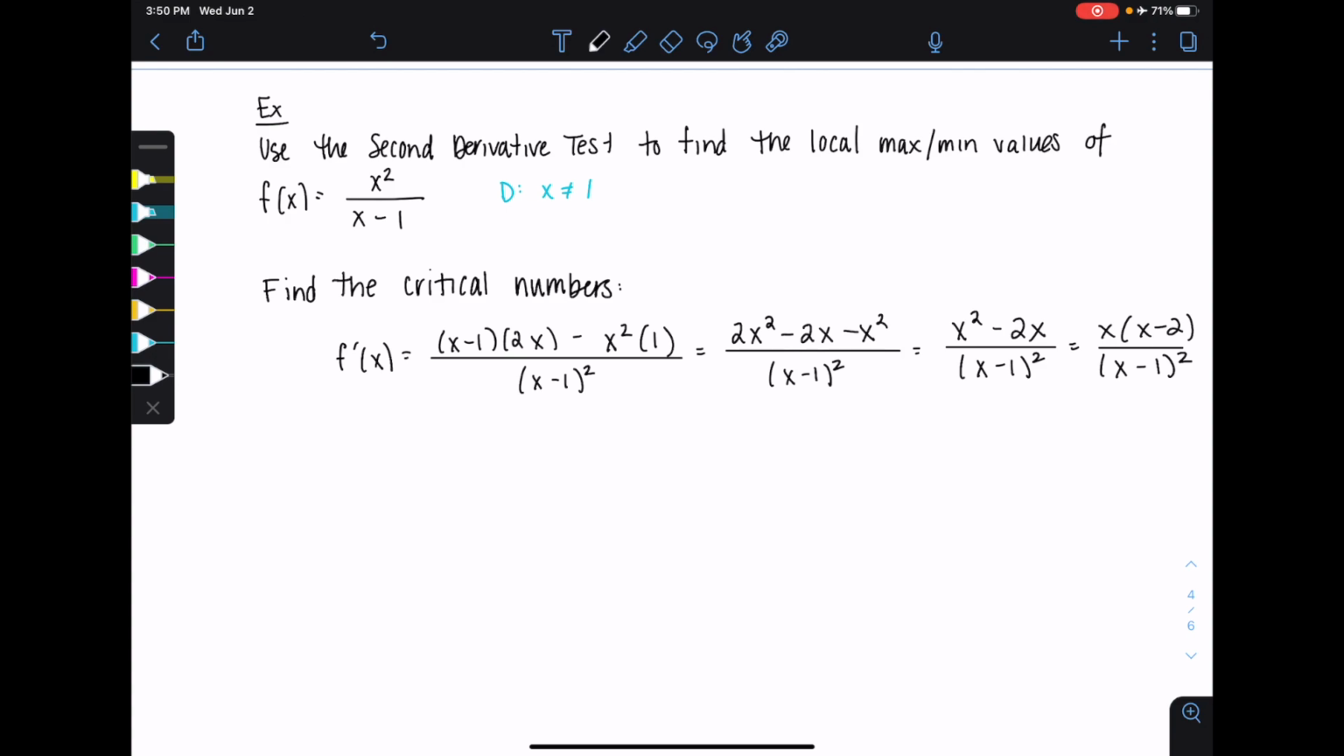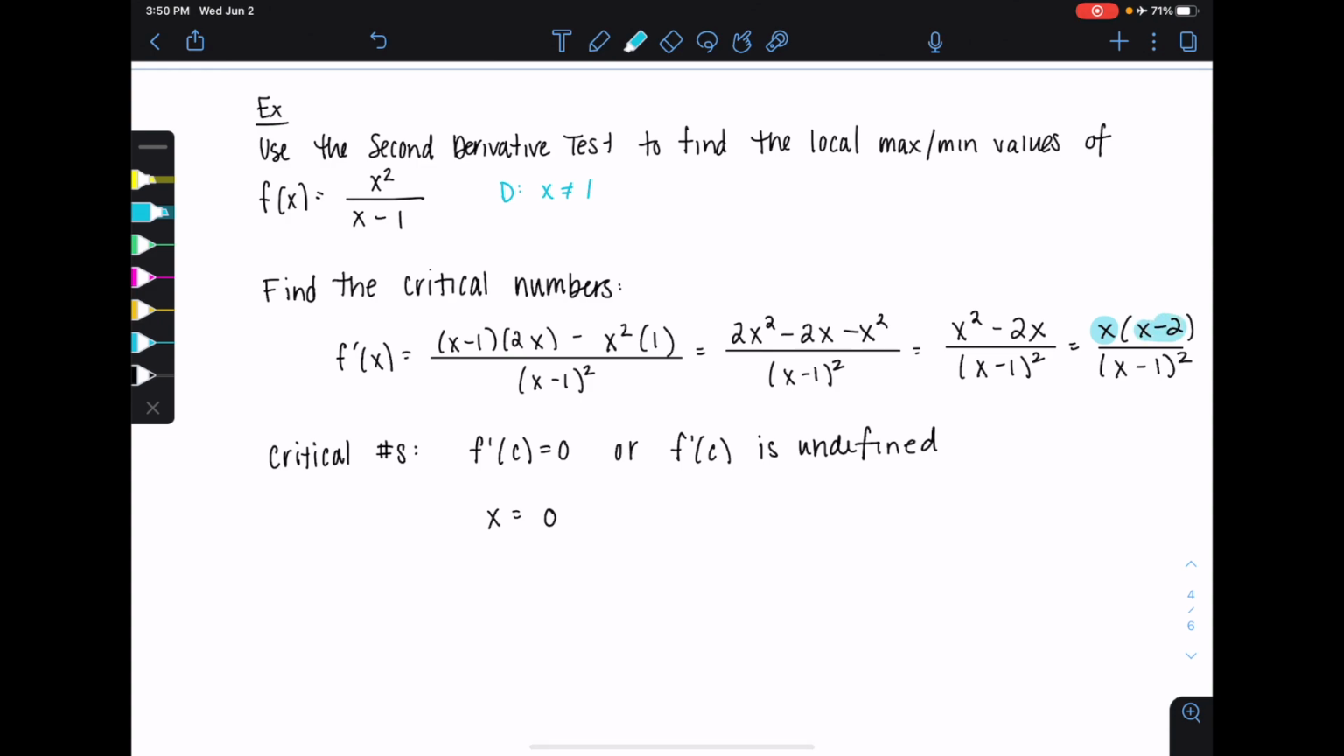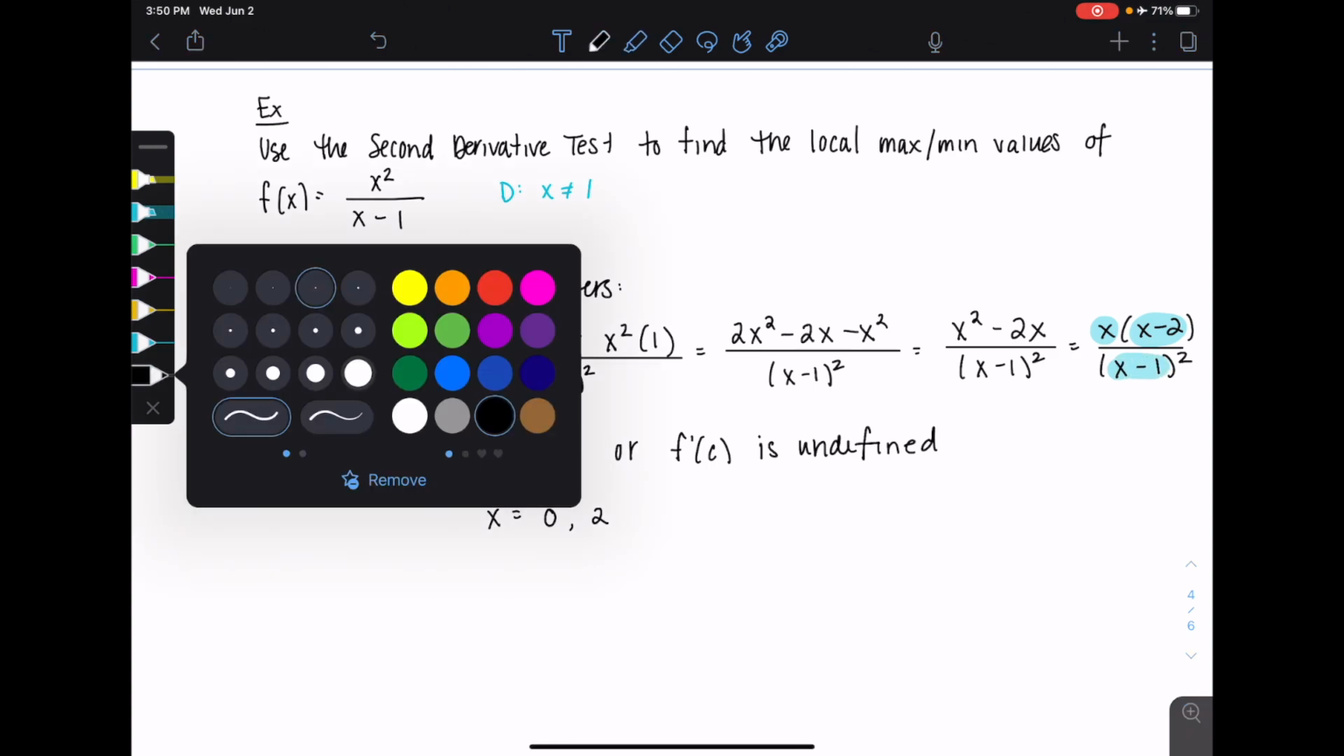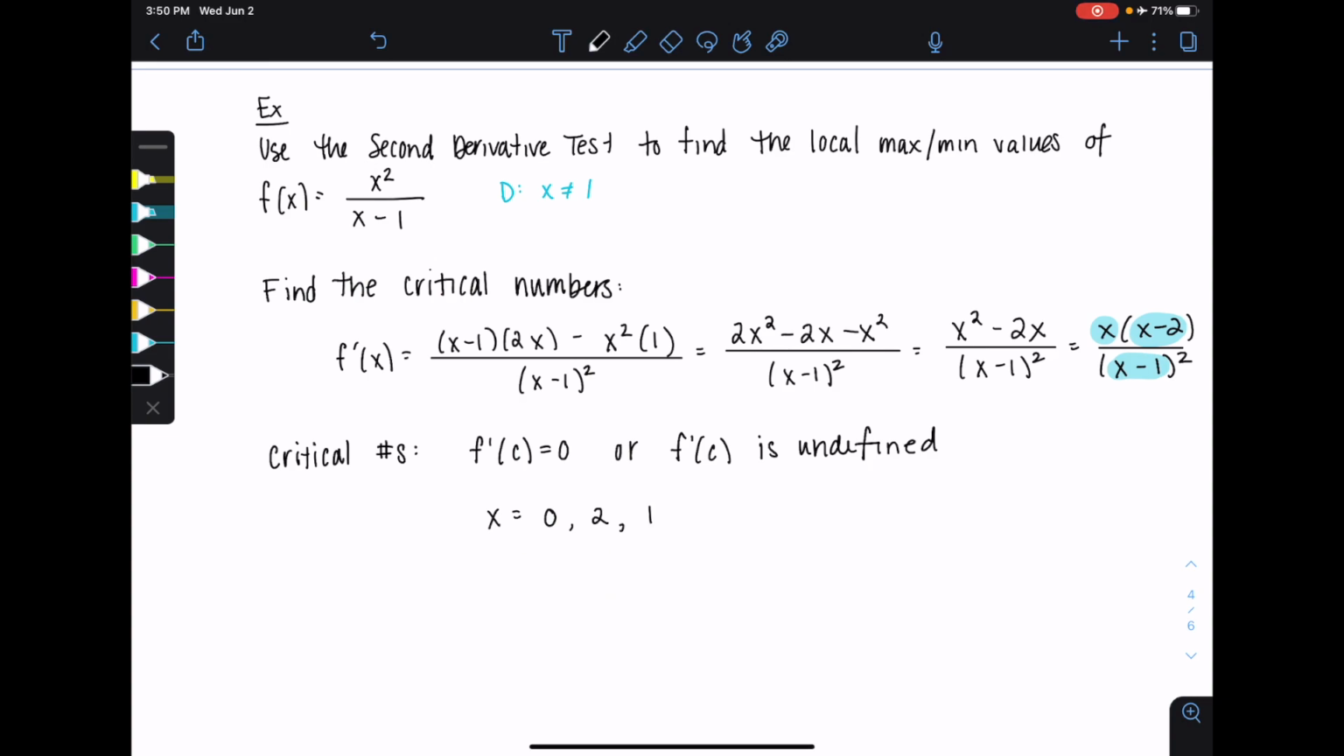Okay? So we need those critical numbers. And this is going to be where the derivative is equal to 0 or where the derivative is undefined. So first, in that final form that's factored, if I plug in 0, I have an issue. If I plug in 2, same thing. That's going to be important for us. And technically, if I plug in 1 as well, that causes us a bit of a problem too.